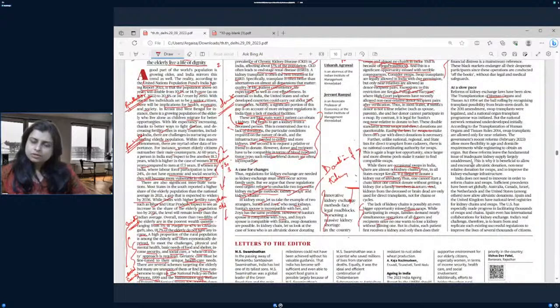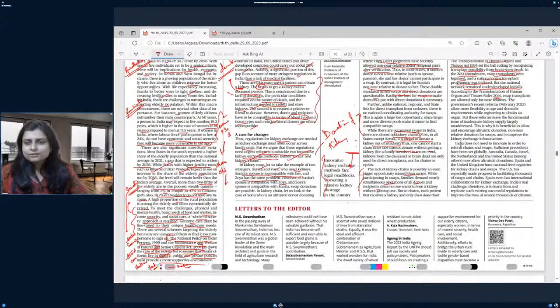The Transplantation of Human Organs and Tissue Act 1994 set the ball rolling by recognizing transplant possibility from brain stem death. In the 2011 amendment, swap transplants were legalized and a national organ transplant program was initiated. But the national network remained underdeveloped initially. Now, according to the Transplantation of Human Organs and Tissue Rules 2014, swap transplants are allowed only for near relatives. The government's recent reforms allow more flexibility in age and domicile requirements while registering to obtain an organ.